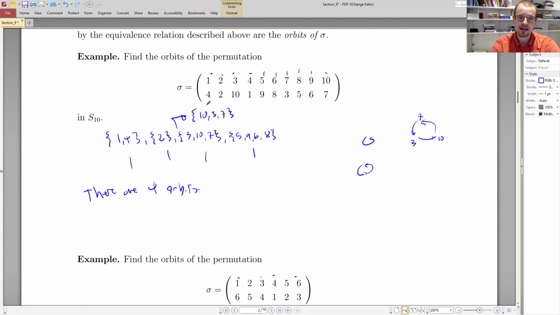However, sigma does not take 10 to 3. It takes 10 to 7. It does not take 3 to 7. It takes 3 to 10. And it does not take 7 to 10. It takes 7 to 3. So this was obtained by considering what sigma does to the elements.